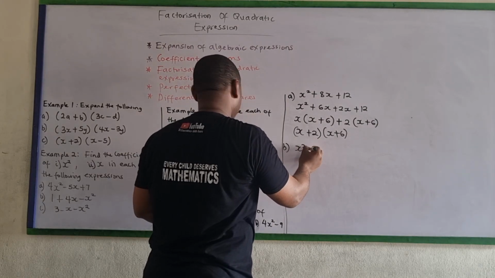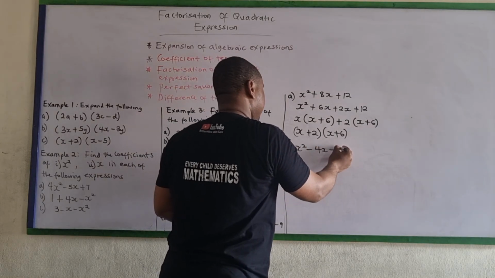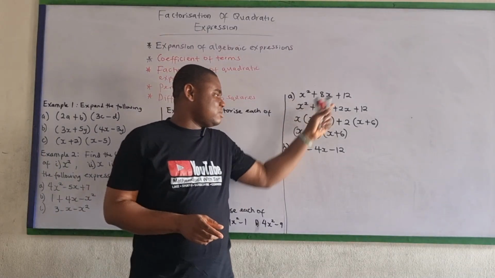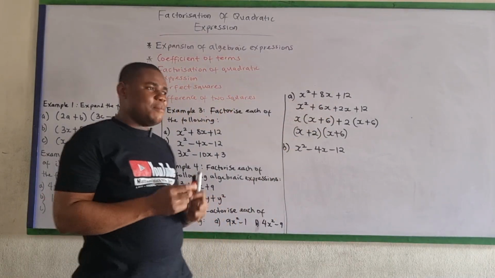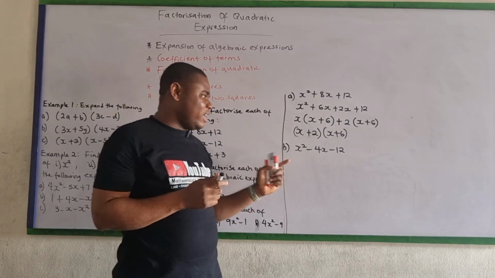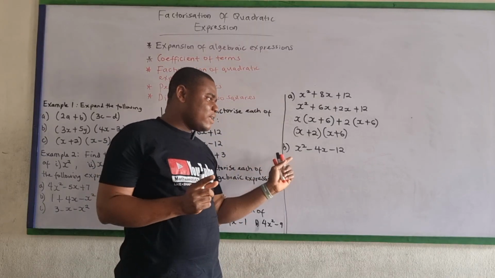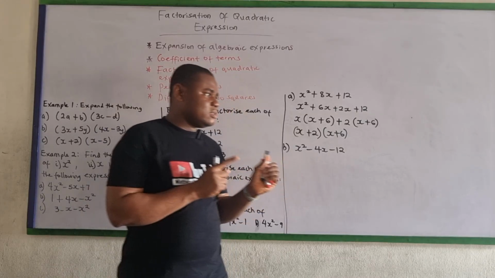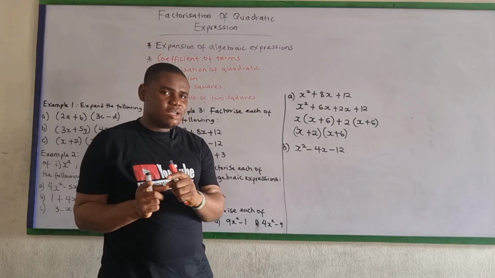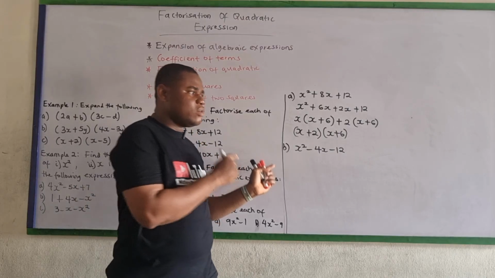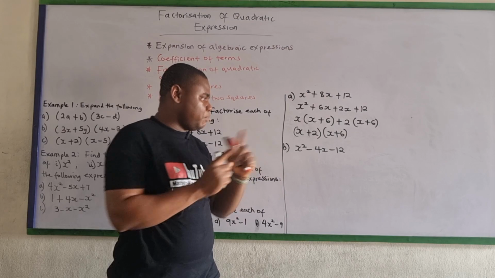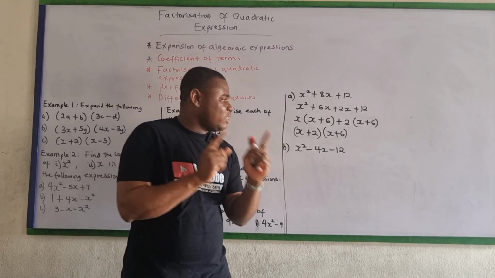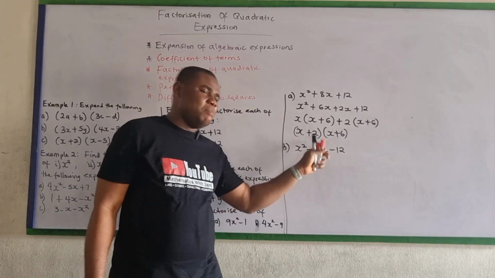x squared minus 4x minus 12. This one looks different from what we have here. The first one we had positive numbers, but we have negative here. In this case now, I'm going to look for two numbers. When I multiply, gives me minus 12. When I add, gives me minus 4. So in this case, 6 and minus 2 is not going to be possible. So we are going to use minus 6 and plus 2, because minus 6 plus 2 gives me the minus 4, then minus 6 times 2 gives me the minus 12.